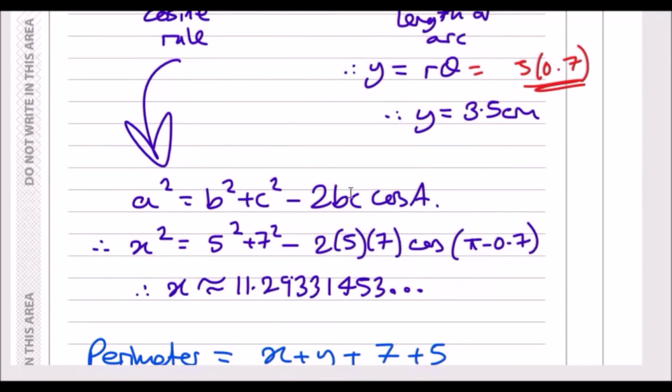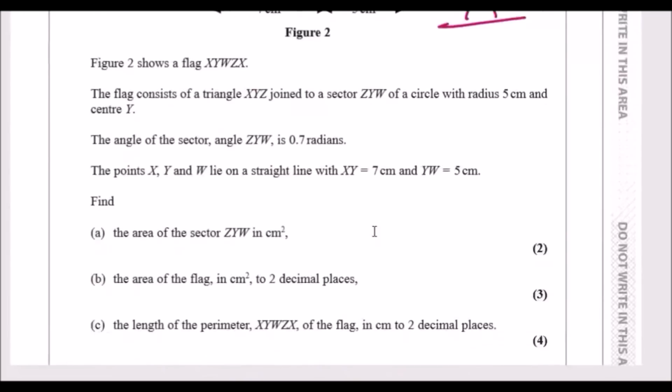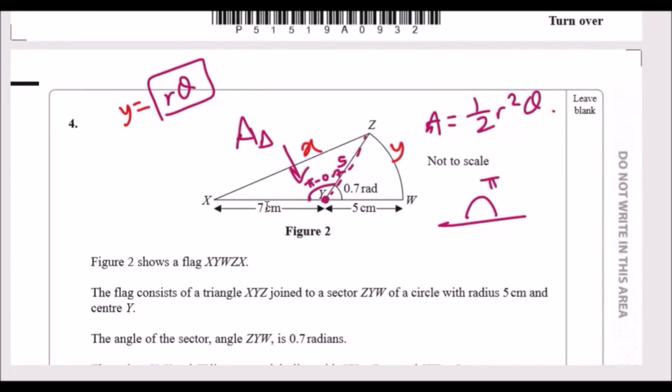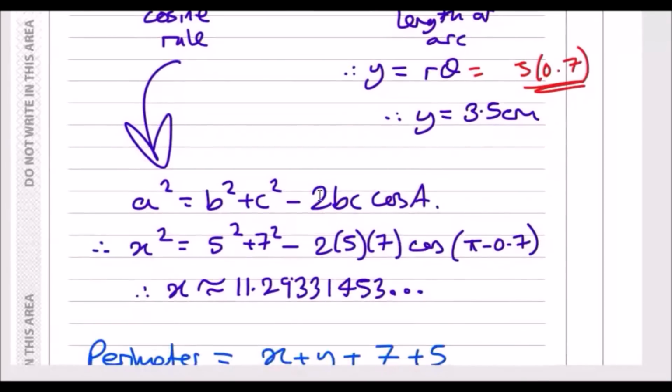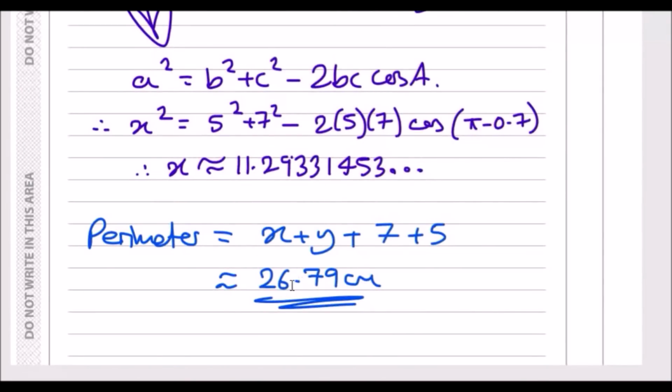And therefore, just to recap, the perimeter is going to be the length around it. So it'll be 7 plus 5 plus the value of y, the arc length, plus x, what you just found. And therefore, let's have a look, and you should get this. Perimeter is over here. So 26.79.